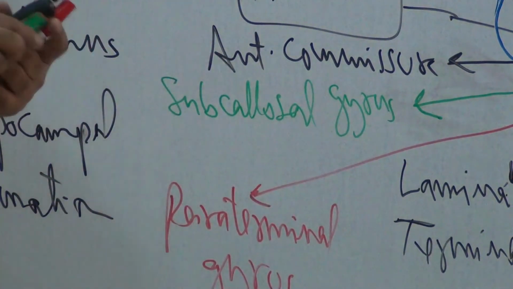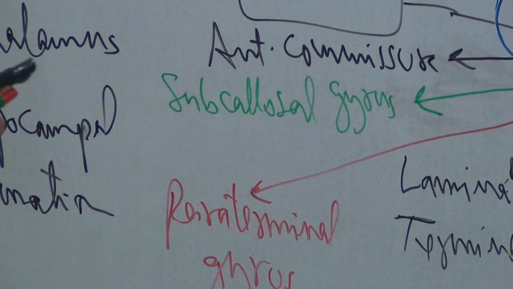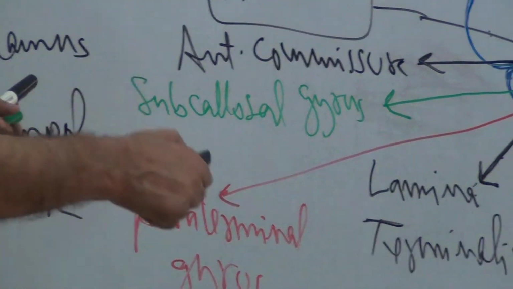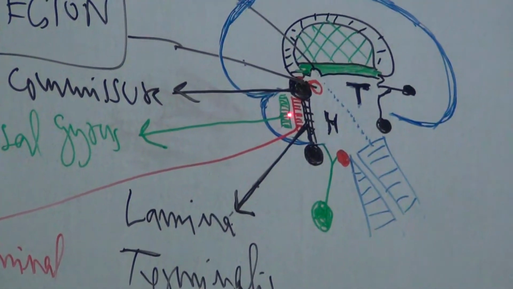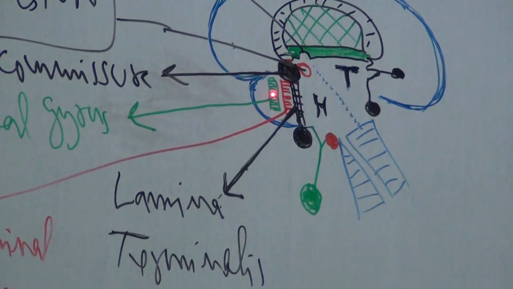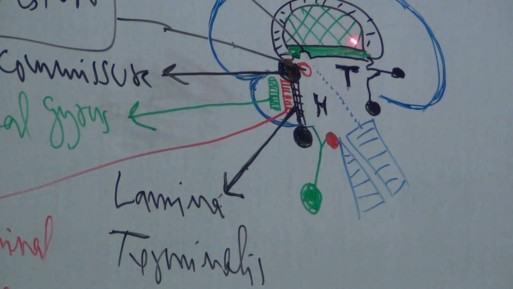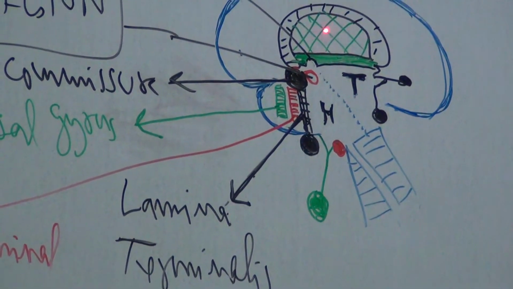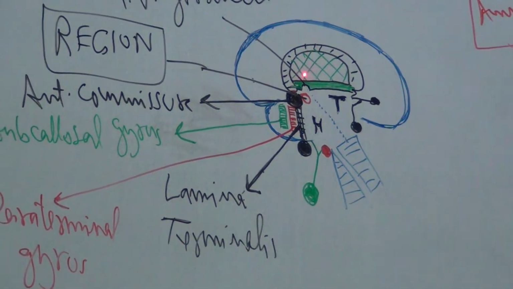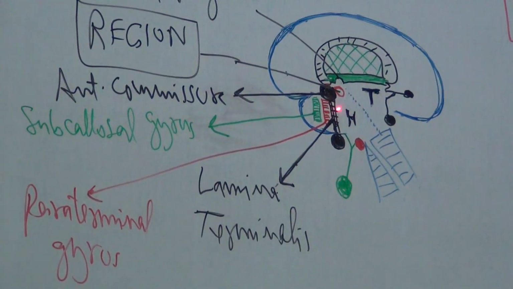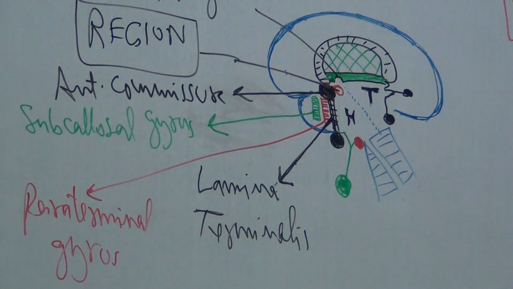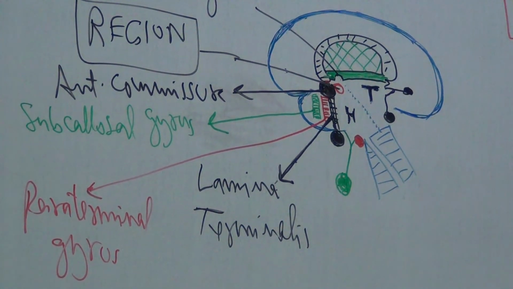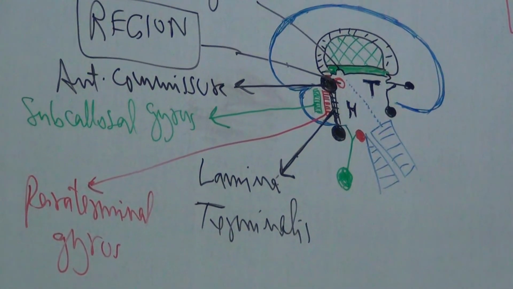Or olfactory gyrus. Because you know this is the corpus callosum, and below its level is the gyrus called subcallosal or olfactory gyrus. So the septum pellucidum occupied by septal nuclei, then paraterminal gyrus, and the subcallosal or olfactory gyrus. These are all components of the septal region.